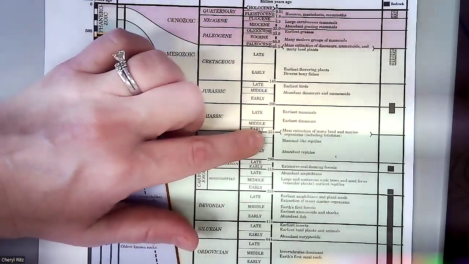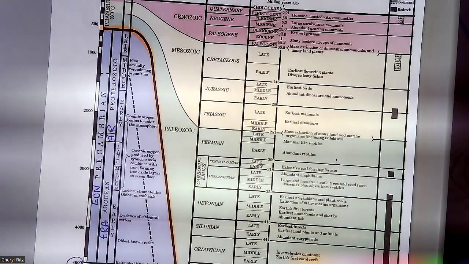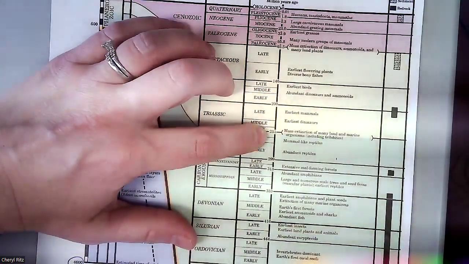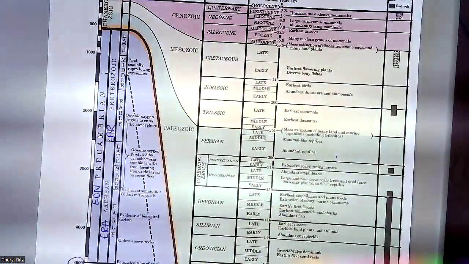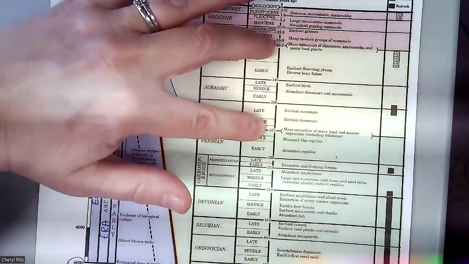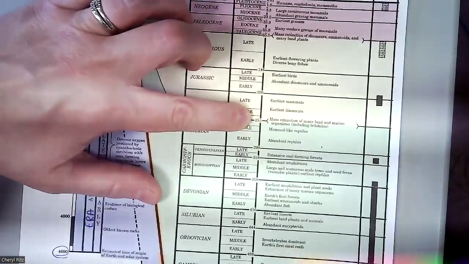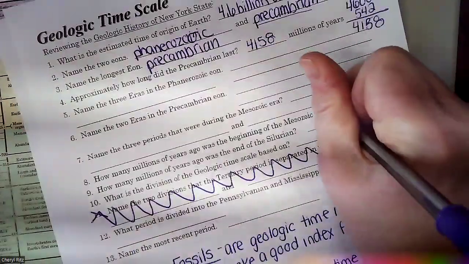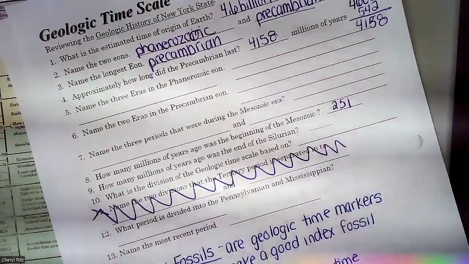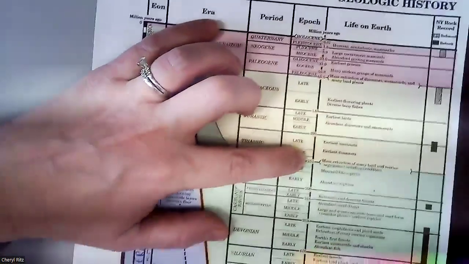Okay, that's one way of thinking about it. The way I think of it is something has to begin more years ago than it ends. So we're going for the bigger number. This is the beginning. The beginning's always at the bottom of this reference table. The end is always near at the top. So this is the begin, that's the end. So the answer to number 8 was 251. So then when's the end of the Silurian?